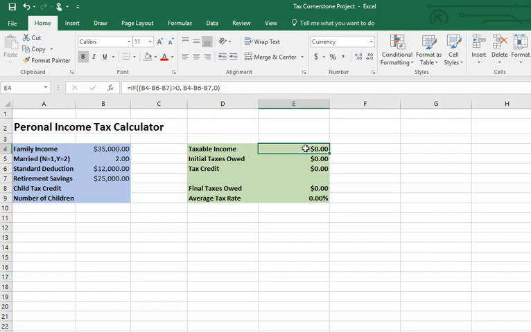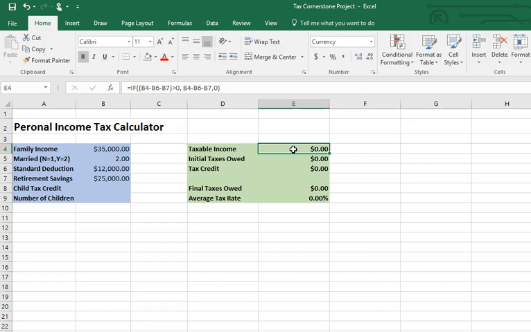But it's not going to do that because we told the formula what? We said if B4 minus B6 minus B7 is greater than 0, then just subtract them and put the number in here. But if it's less than 0, then make the answer be 0. That's what this last comma 0 over here means. And so that's going to put 0 in as taxable income. Why? Because, at least as we're doing this, taxable income cannot be less than 0. Okay, your deductions cannot take your family income below 0.